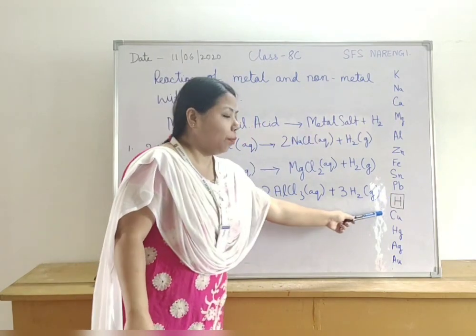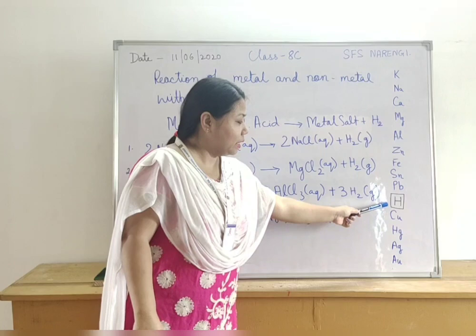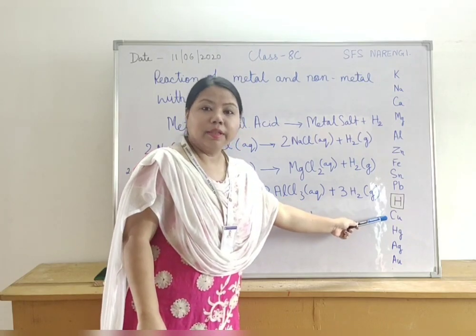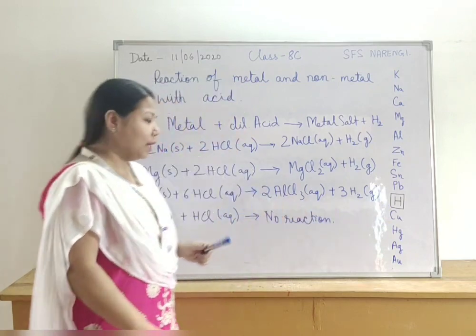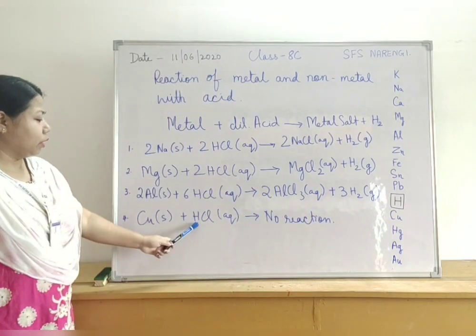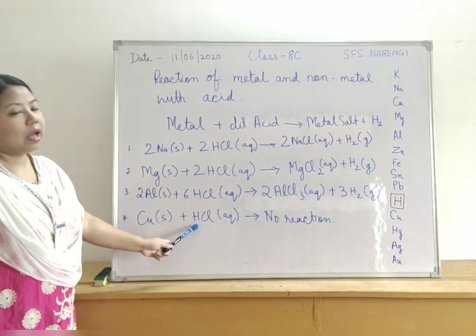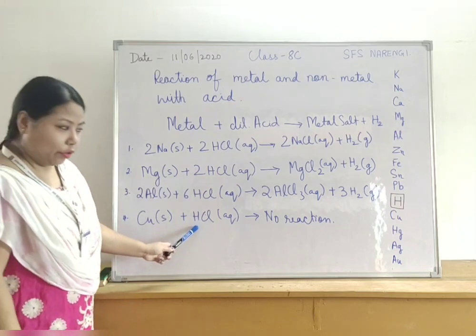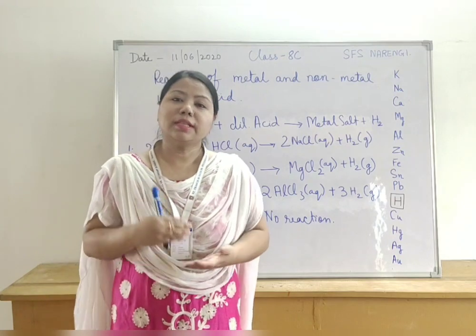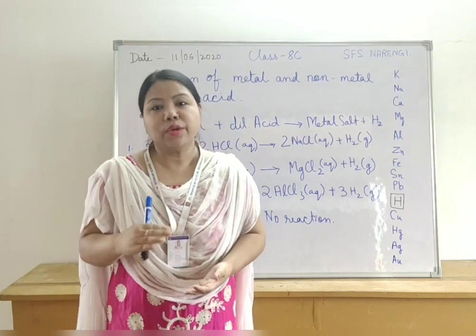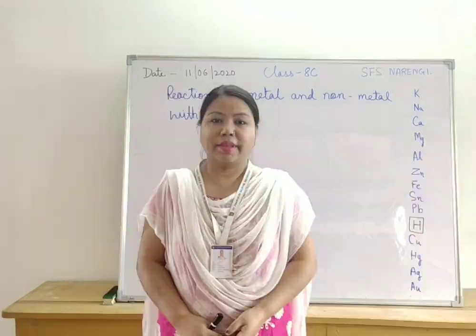But in the case of copper, you will find that copper is placed below hydrogen. That means copper is less reactive than hydrogen, and as a result, copper is not able to displace hydrogen from hydrochloric acid and no reaction takes place. So this is how metals react with acid.